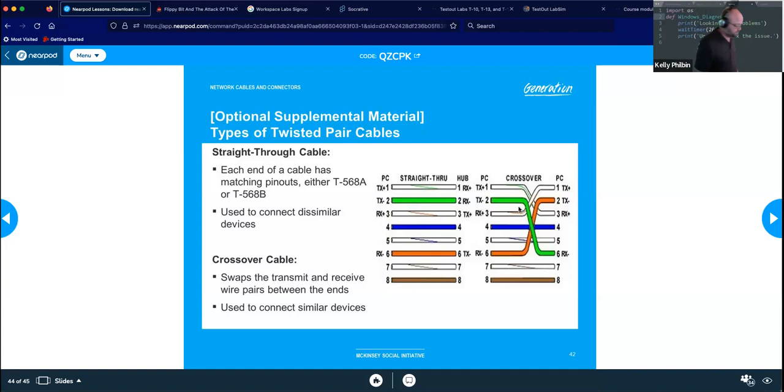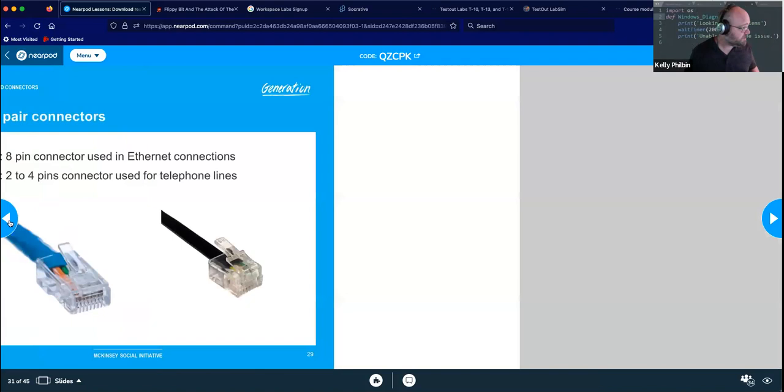Other things that you can do is you can create bottlenecks in your network. Remember how we go all the way back to the cable right here. Boom. So right here, you can create bottlenecks by using the wrong types of cables.